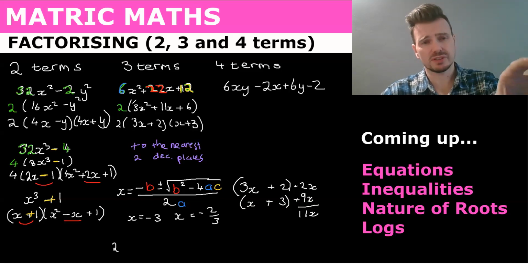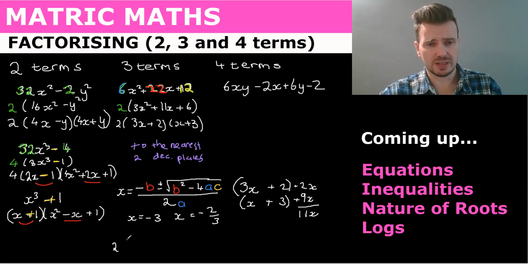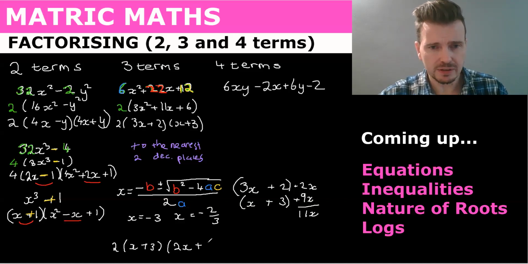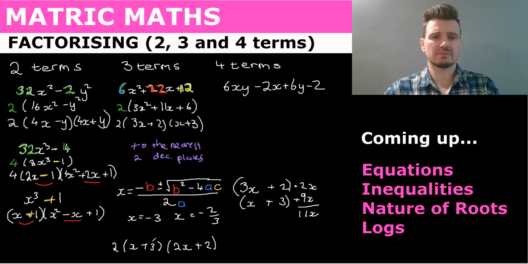So I have to notice that there was a 2 in there, and then I would have to say x plus 3 and 2x plus 2. And if I times this out, you see I get exactly the same as I got earlier. So 3x plus 2.